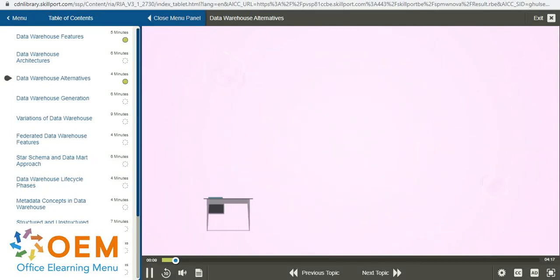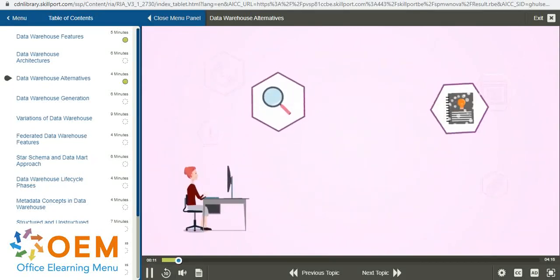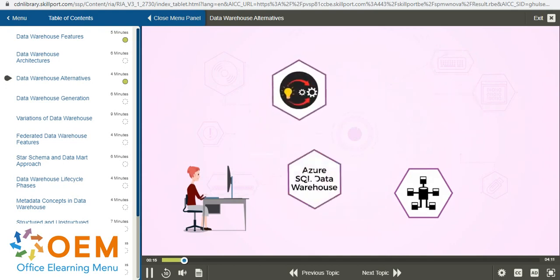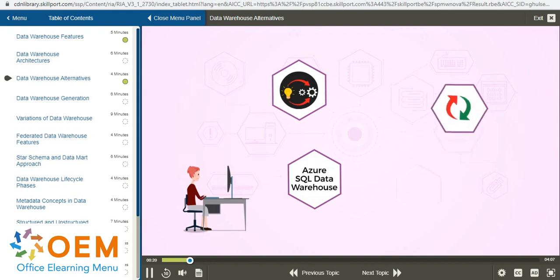In this video, we'll explore and elaborate some of the alternative solutions of data warehouse that we can implement today, apart from Azure SQL Data Warehouse.